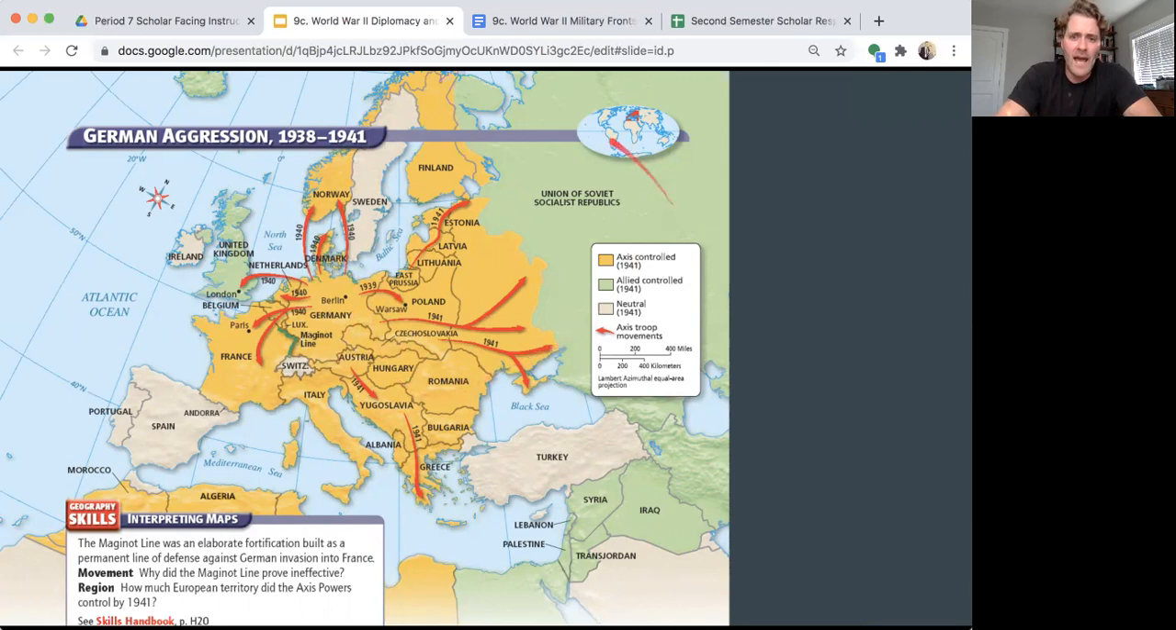Worrisome. And they have not yet invaded the Soviet Union. So as you recall from last week, the Soviets and the Nazis have this non-aggression pact, right, to not fight each other. So Germany's looking pretty good here. They have basically all of mainland Europe under their control.